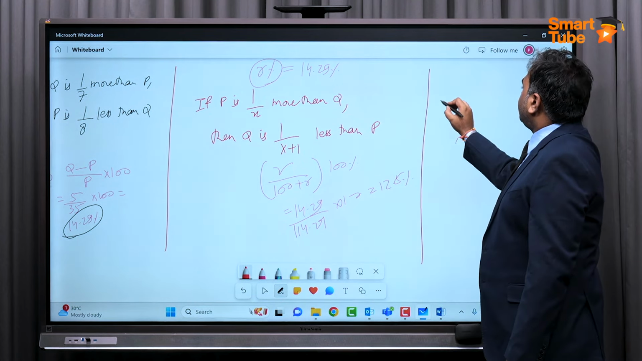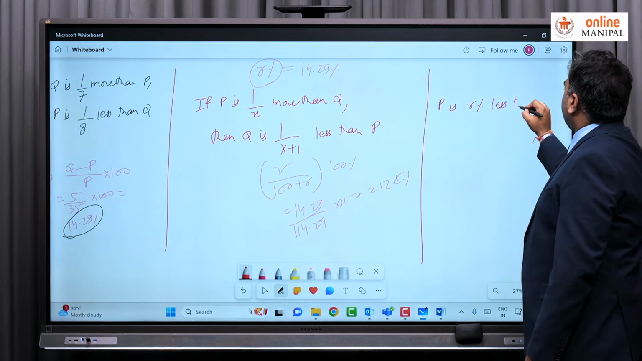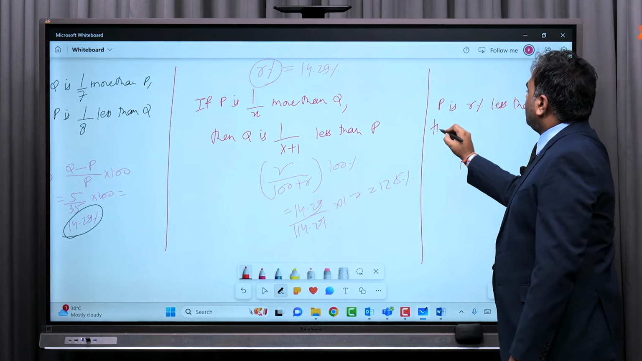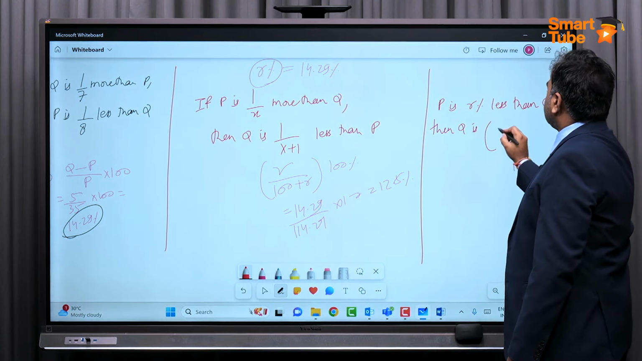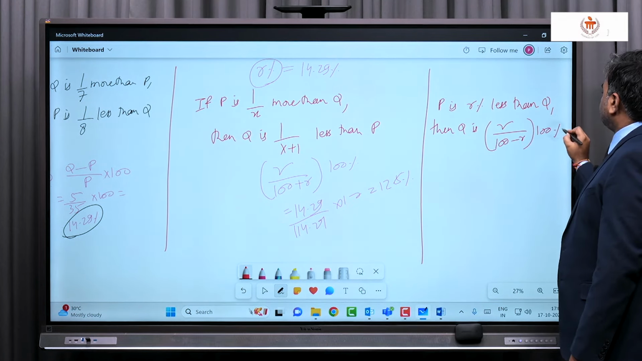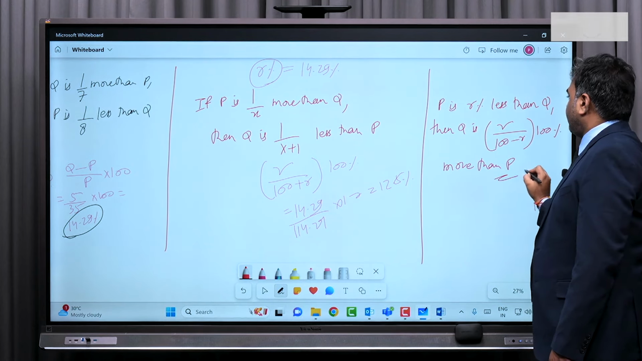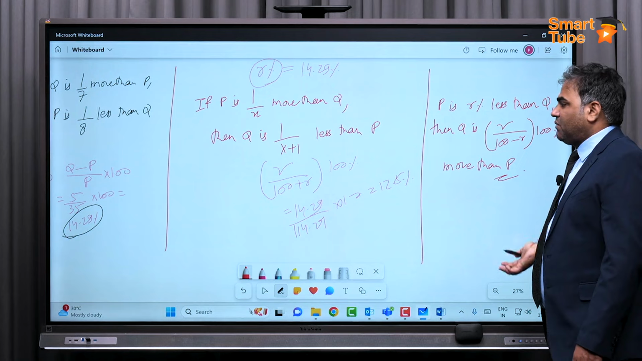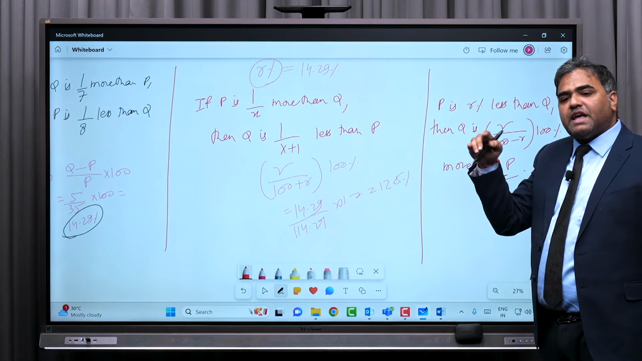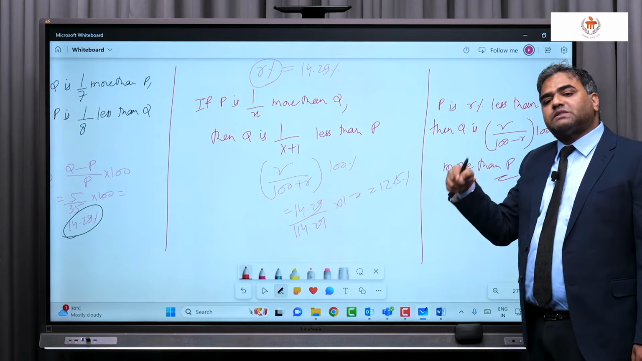Similarly, you can remember that if P is R percent less than Q, then Q is R by (100 minus R) into 100% more than P. So it's all up to you, whatever way you want to remember. You can remember it in terms of fractions: if P is 1 by X more, then Q would be 1 by (X plus 1) less. If P is 1 by X less, then Q would be 1 by (X minus 1) more.